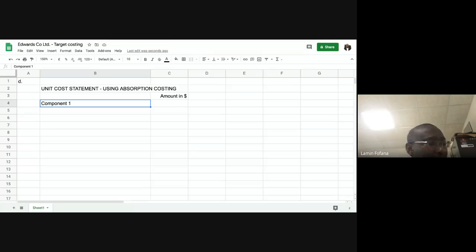Right. So for component 1, we have the cost of the circuit board. What's the cost of the circuit board?